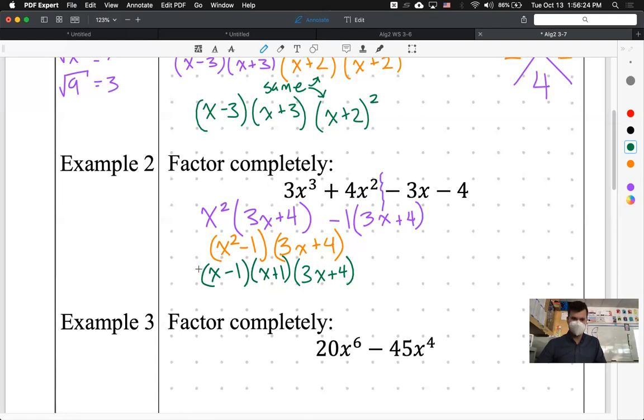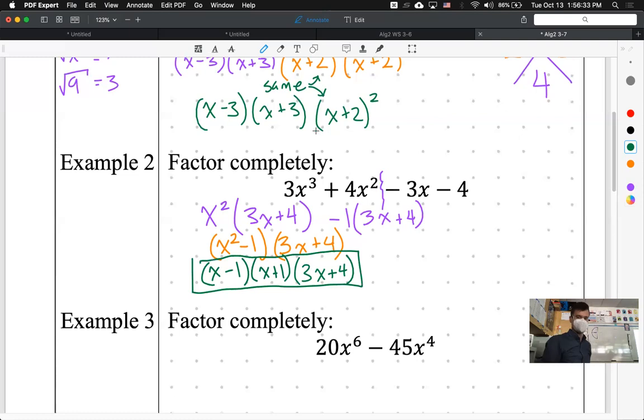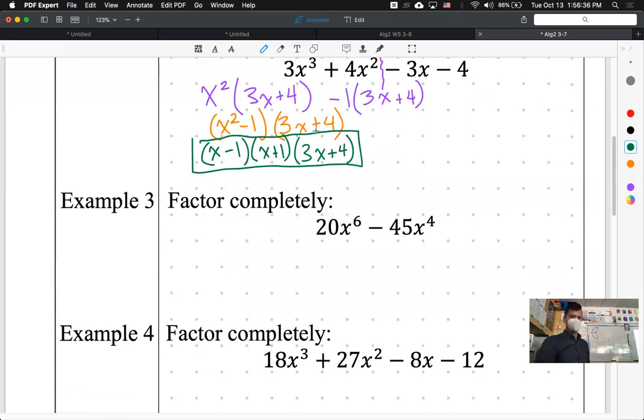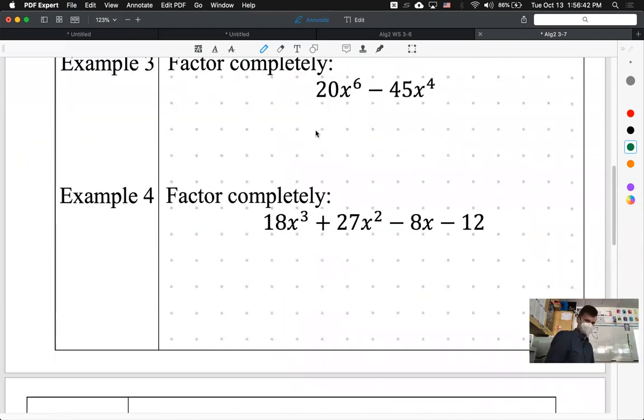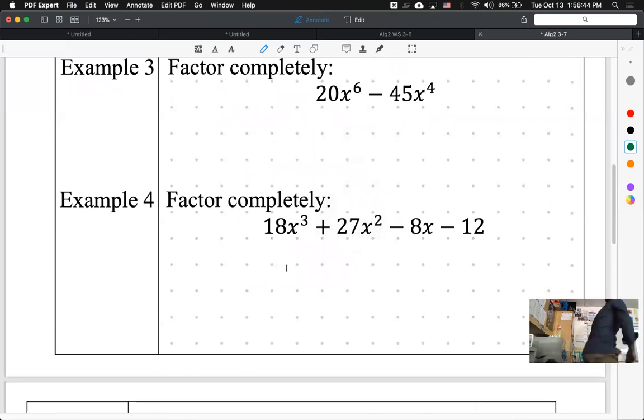And I'll box it. That is our final answer. I didn't box our previous answers because they're both answers, so I guess I could box both of them. It's kind of a waste, but let's go on to example 3. We're halfway done, right? We have 2 more examples. Ooh, they're getting harder and harder, though. All right. Let me scroll so you guys can see in the back over all of these screens. Example number 3. 20x to the power of 6 minus 45x to the power of 4.